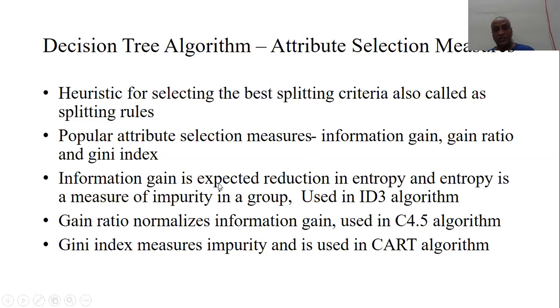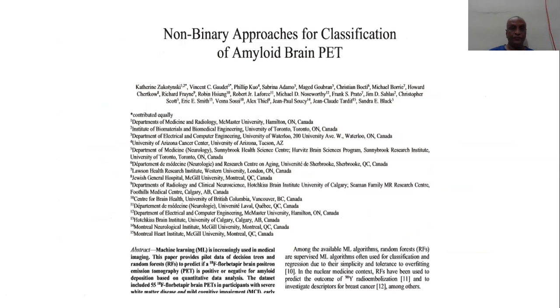Information gain reduces entropy. And what is entropy? It's a measure of impurity in a group of samples. What gain ratio does is it normalizes the information gain. And Gini index measures the impurity.